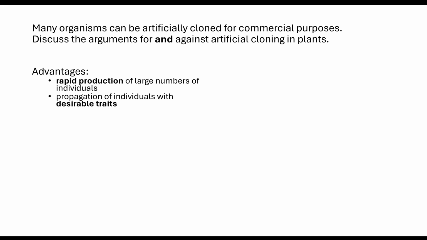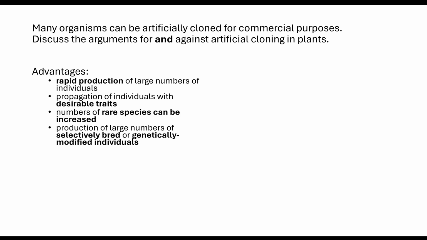So I said I would take a cutting of that rose plant that I really liked. Well, it means that we can take desirable traits of plants and we can then propagate so that we're making genetically identical offspring from that original plant that has those desirable traits. We can increase the number of rare species. We can produce large numbers of selectively bred individuals and also ones that we may have genetically modified. So again, it's important to note that they will interlink the topic areas when they're asking questions about this.